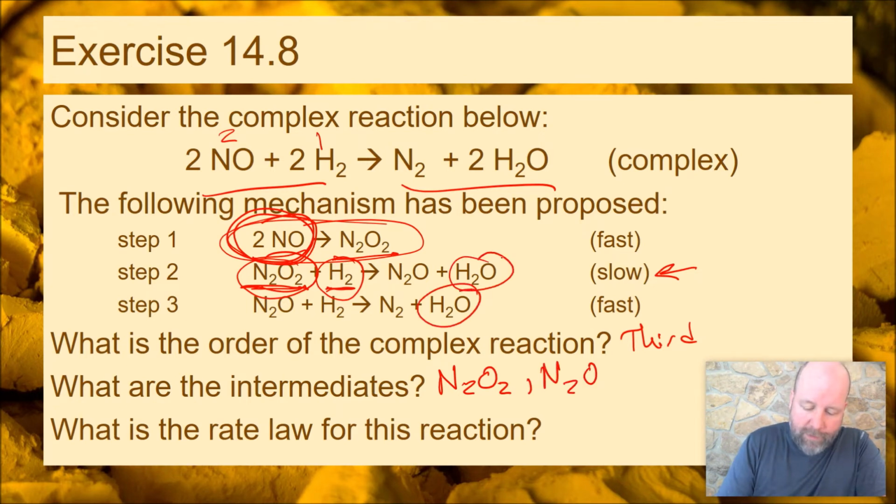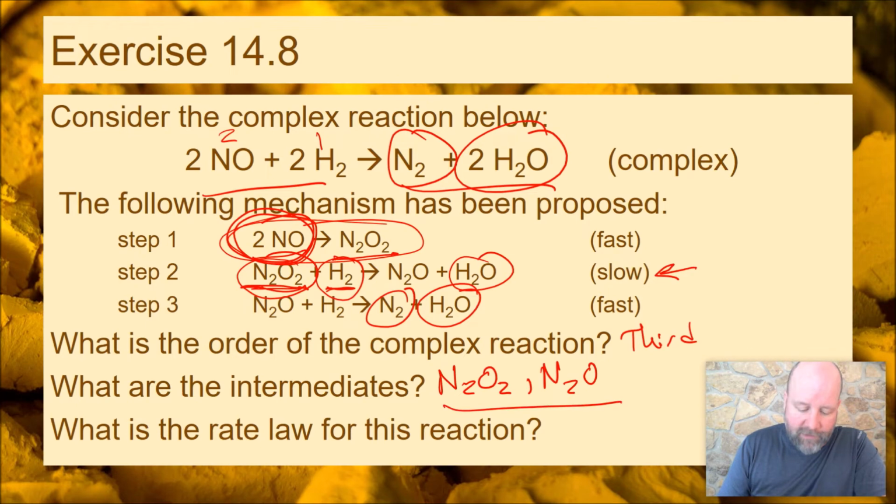We got water, but that's in this. We got N2, that's in this. Everything else is up at the top. So these 2 are intermediates. And the rate law for this reaction is going to be rate is equal to K times NO to the second times H2 with no exponent, because that is first order. There's our 2, there's our 1. That's our total of third order reaction.